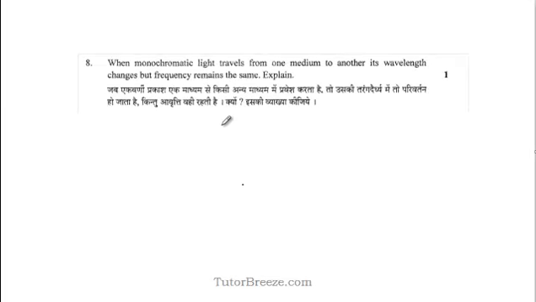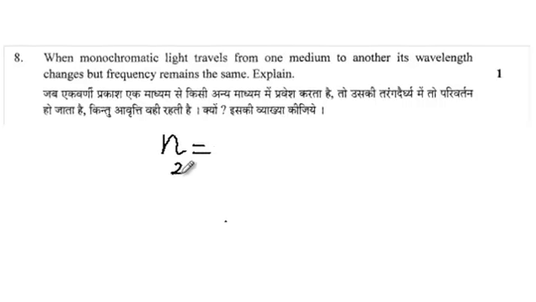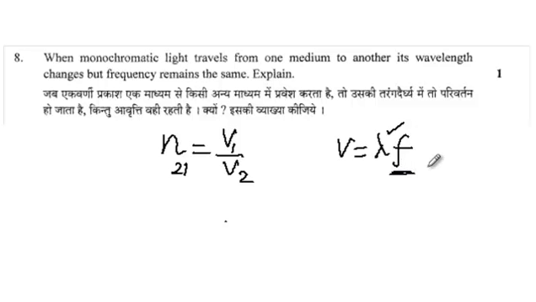When light travels from one medium to another, it refracts, and the refractive index, let's say it travels to medium 2 from medium 1, is given by V1 over V2. When light refracts as it enters a second medium, its velocity changes. Now V is equal to lambda times frequency. So when light refracts, its velocity changes and its wavelength changes, but the frequency remains constant. The frequency does not change.